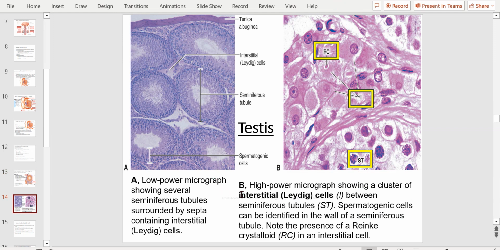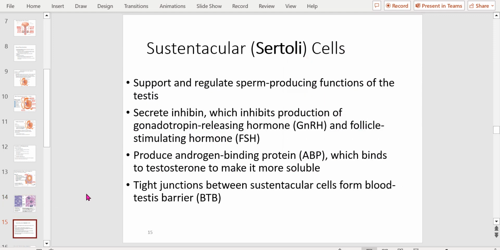Just showing you here some interstitial Leydig cells. You'll see here, denoted in L, there's one there, another one there. Spermatogenic cells can be identified in the walls of the seminiferous tubules. And have a look at those. There are some Leydig cells for you.